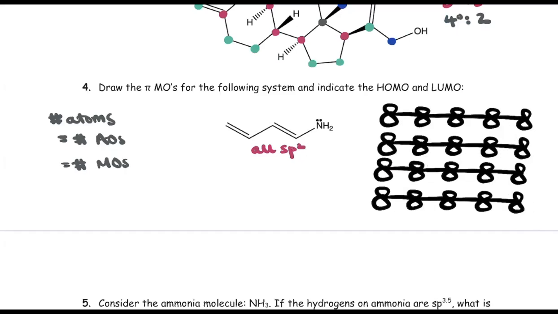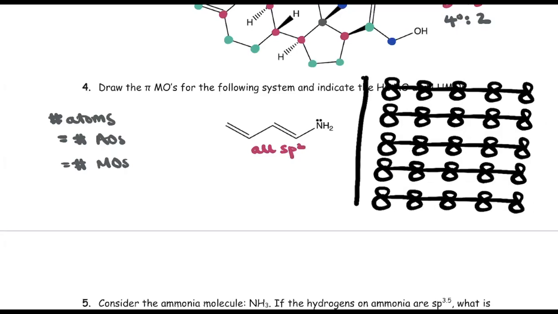Remember that for all of these, we're going up in energy. We can label these pi 1, pi 2, pi 3, pi 4, and pi 5. For our lowest energy level, pi 1, we start off having 0 nodes. The way we have 0 nodes is that each of these faces the same direction.